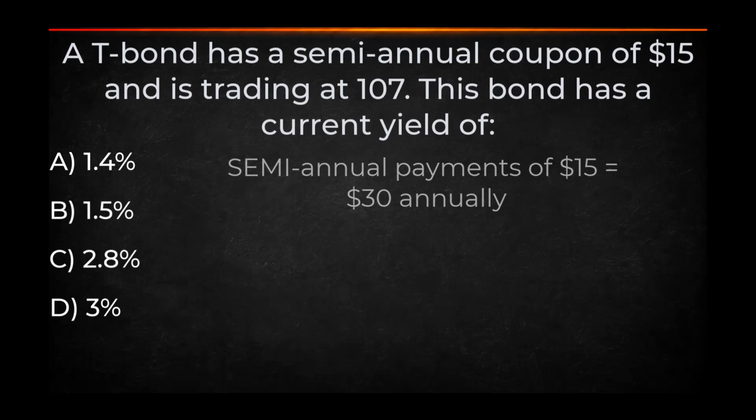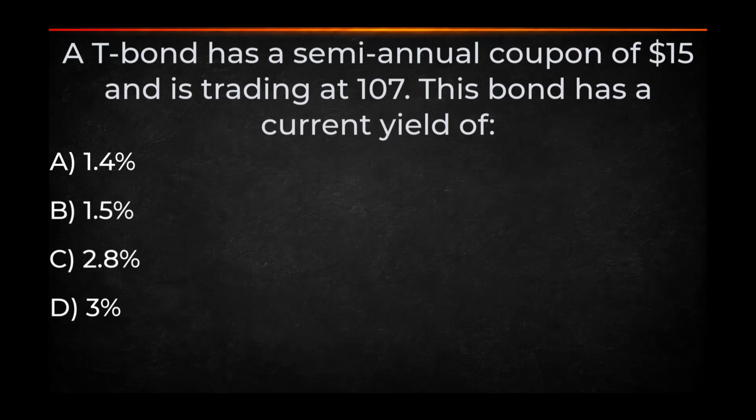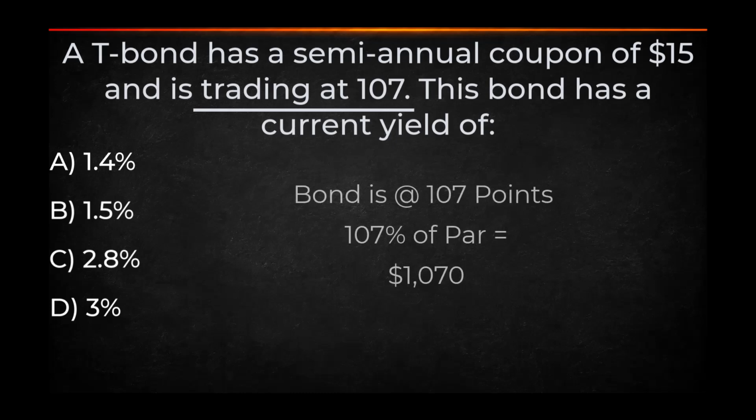Okay, so now we know our annual income is $30, and now we just need to determine the current market price. Well, it tells us that the bond is trading at 107. Remember, that is a price quote. You can't buy a bond for $107. That would be way too cheap. So in reality, that's 107 points, or 107% of par. If par value on a bond is generally 1,000, that means 1,000 times 107% would give us the market price of $1,070. Okay, you could simply add a 0.